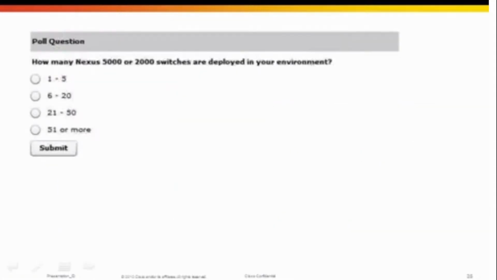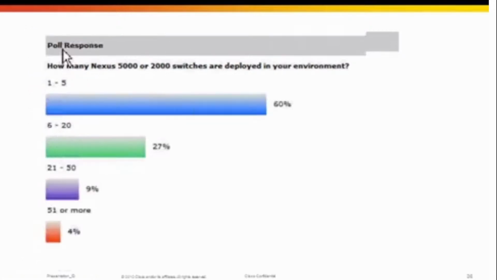Okay, thank you, Lucien. Let's go real quick to our last polling question. How many Nexus 5000 or 2000 series switches are deployed in your environment? 1 to 5, 6 to 20, 21 to 50, 51 or more. Take a moment to answer. All right, have a look at the results. Excellent. Okay, I'll hand the mic back to Lucien, who will wrap up the presentation. Thank you, Dan.